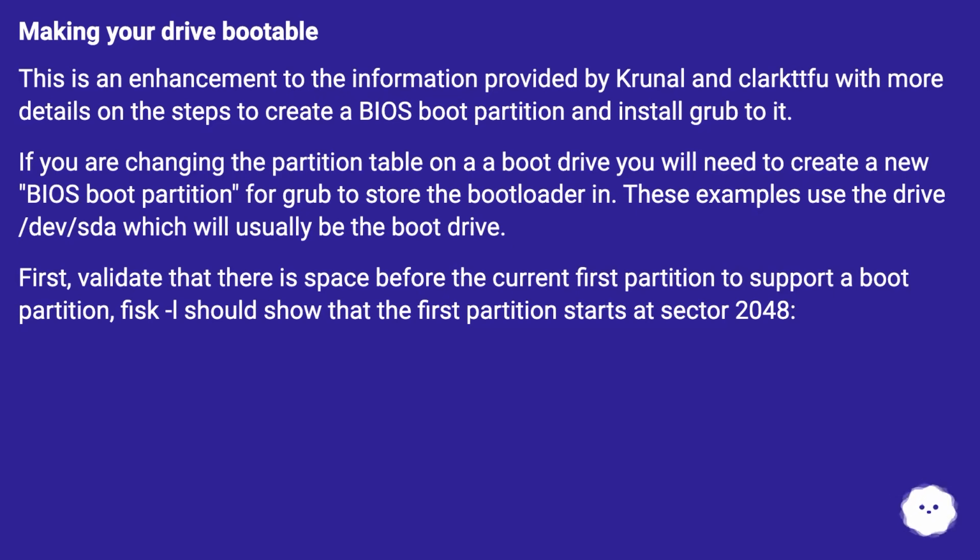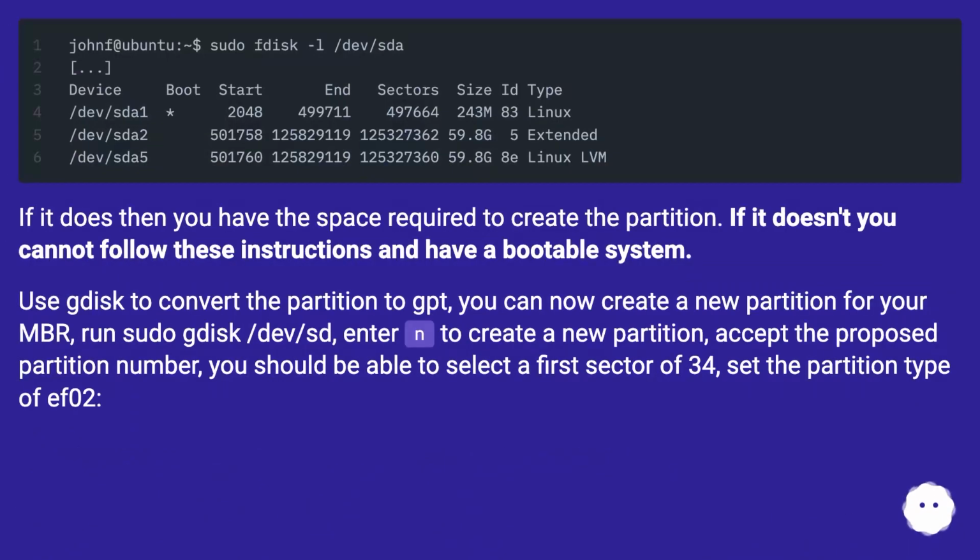First, validate that there is space before the current first partition to support a boot partition. fdisk -l should show that the first partition starts at sector 2048. If it does, then you have the space required to create the partition. If it doesn't, you cannot follow these instructions and have a bootable system.